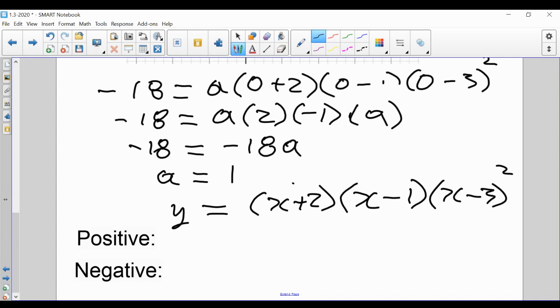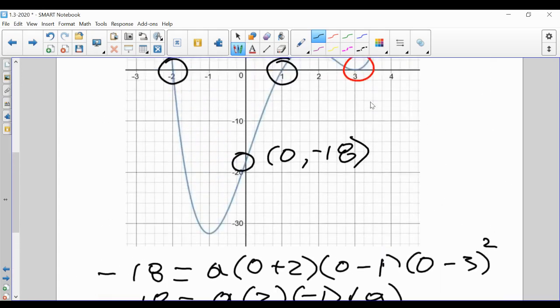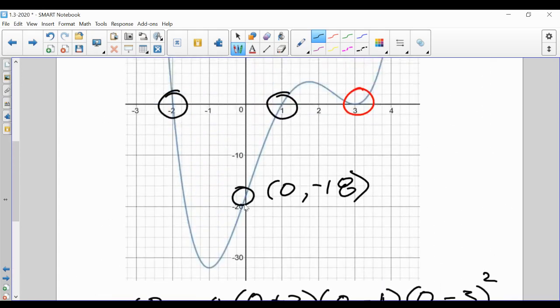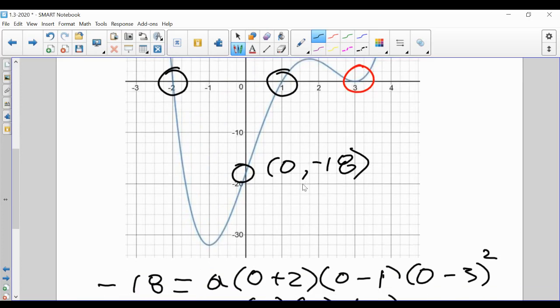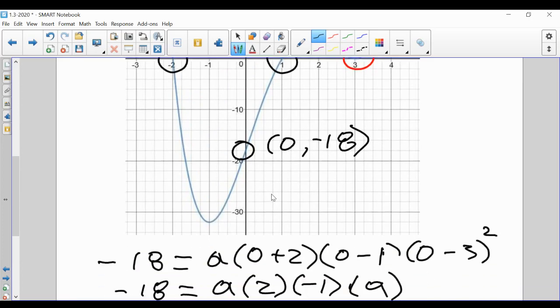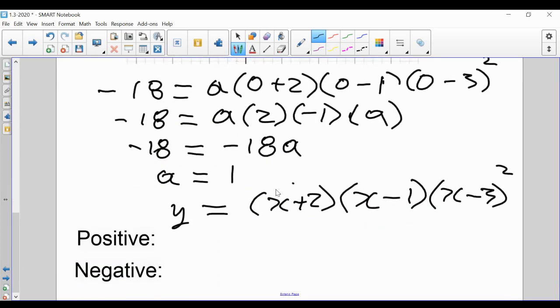Because that works for what we're trying to do, right? We're trying to make it have 3 zeros, right? This is minus 1. We're trying to make it have 3 zeros at those 3 points and go through this y-intercept at 0 minus 18. So this is actually working for us. So that's why it makes sense for us to go with x minus 3 squared, right? Could have been 4, could have been 6, could have been some other even number.